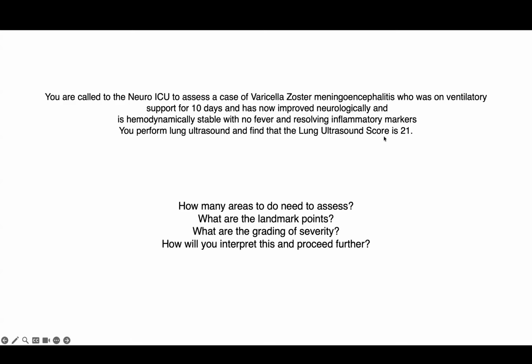So the next question. You are called to the neuro ICU to assess a case of varicella zoster meningoencephalitis who was on ventilatory support for 10 days and has now improved neurologically and is hemodynamically stable with no fever and resolving inflammatory markers. You perform a lung ultrasound and find that the lung ultrasound score is 21. So question number one is, how many areas do you need to assess? What are the landmark points? What are the grading or severity? And how will you interpret this and proceed further?